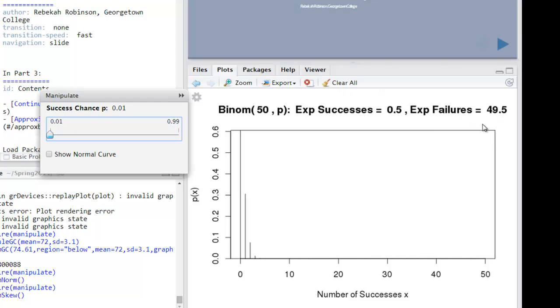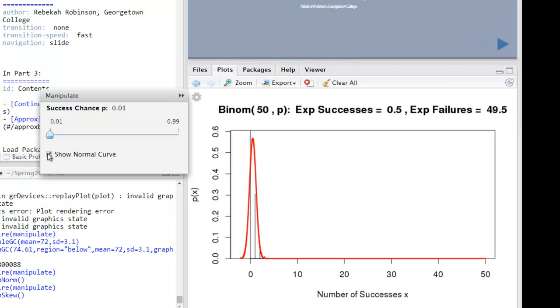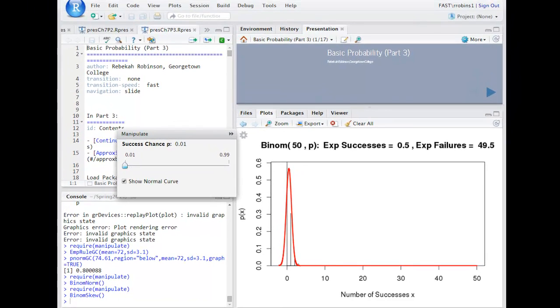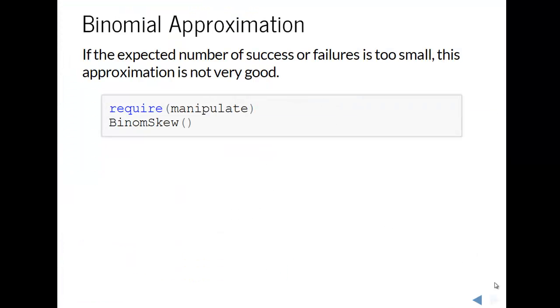Here we have at least 10 expected failures, but we don't have at least 10 expected successes. So let's check out what the normal curve looks like. You can see that it's not a great approximation to the binomial distribution here. The expected number of successes is too small, even though the expected number of failures was big enough. And that wraps up Chapter 7. Thank you for watching.